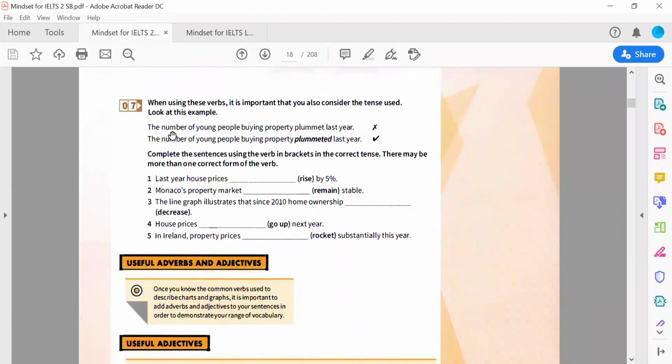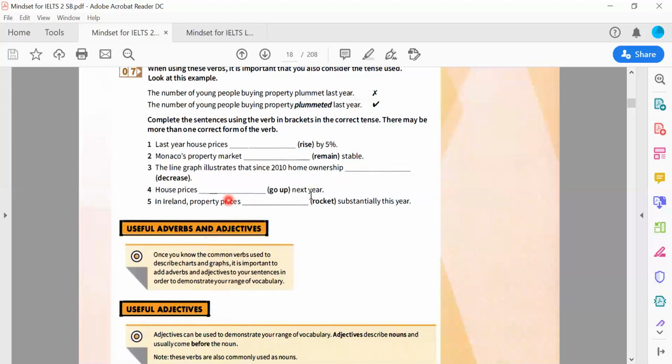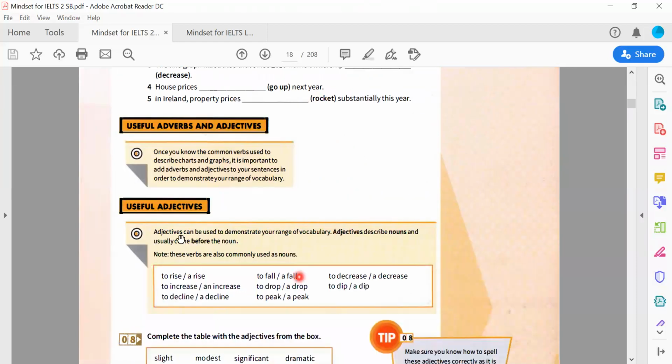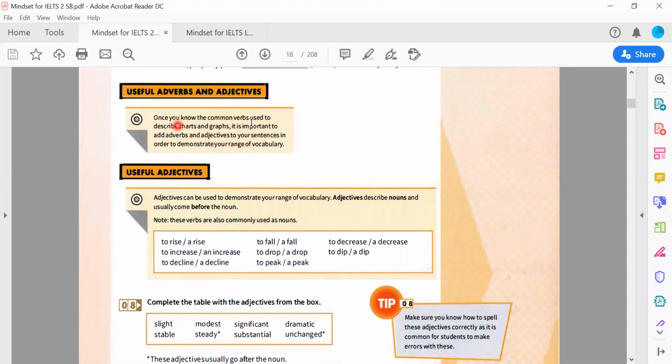For example, this one says that the number of young people buying property plummeted last year. This is wrong because the verb is in the present tense. It has to be plummeted: the number of young people buying property plummeted last year. So you can also do this part at home. It says that you have to write the right tense of these verbs.